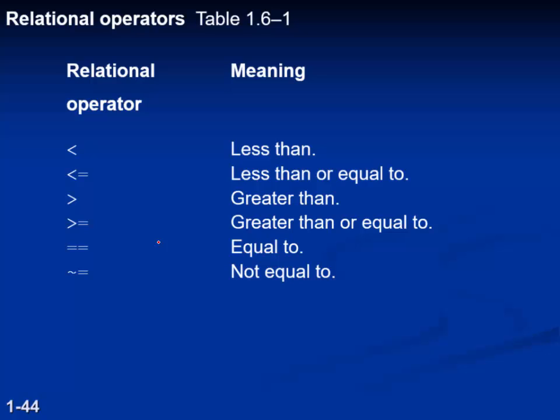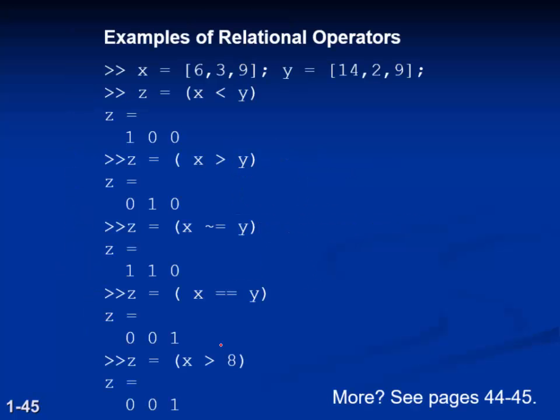MATLAB was written in C, so it keeps the same flavor, but it has less than or equal to, greater than or equal to, equal, and not equal. Those are the typical ones. The only difference is C uses the exclamation mark equal instead of the tilde sign. So everything else is exactly the same as C.